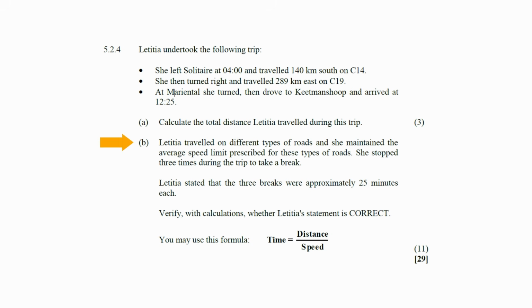In question 5.2.4(b), it is stated that this person traveled on different types of roads and she maintained the average speed limit prescribed on these types of roads. Letitia stated that she took 3 breaks that were approximately 25 minutes each. You will have to verify, showing all calculations, whether this statement is correct. You may use the following formula: time equals distance divided by speed.